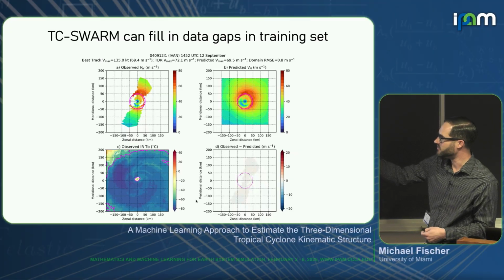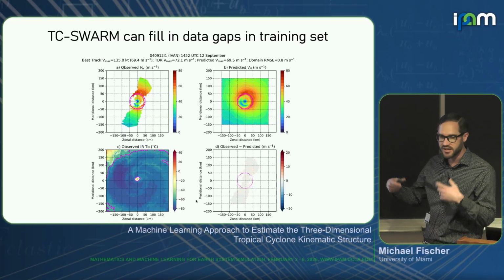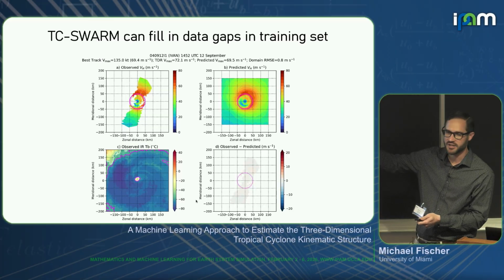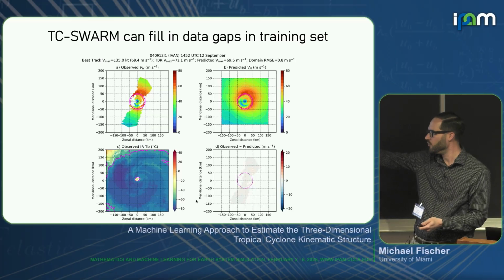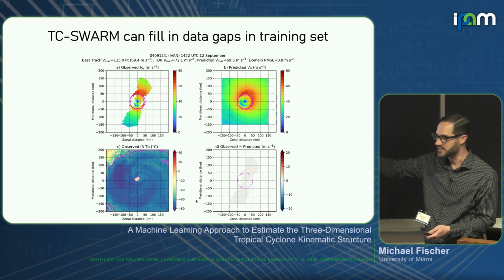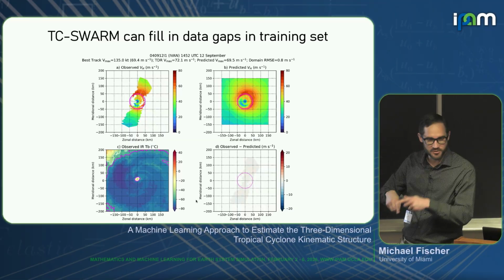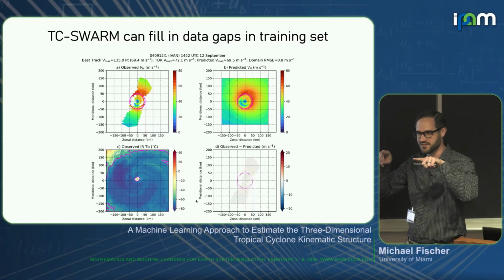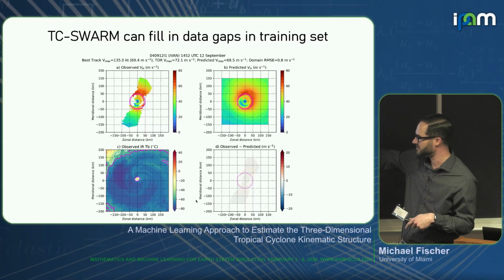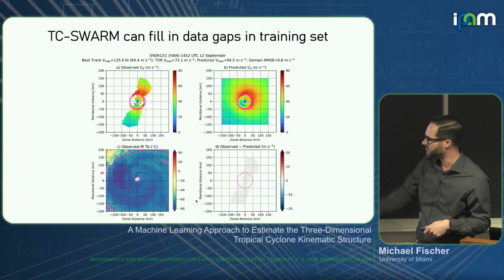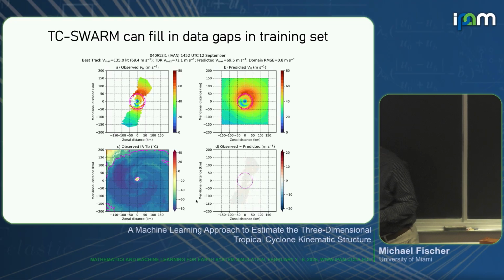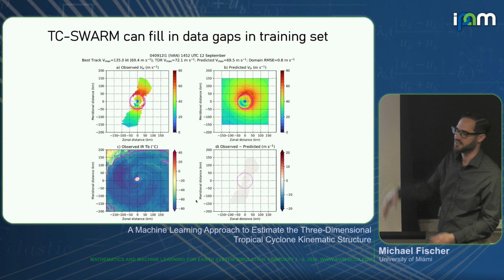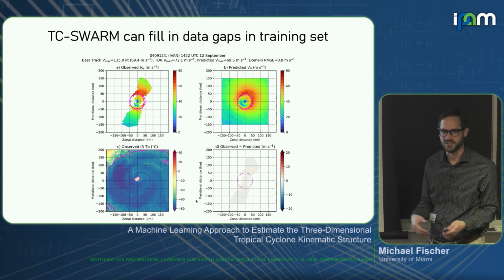The top left is observations, and the top right is the reconstruction. Again, the model knows about this case, but it doesn't necessarily know what's going on outside of that swath for this time. And you can see in the reconstruction, you don't see any sharp discontinuities along the edges of the swath, which is pretty cool. So you see a physically consistent structure that resembles the observations. And if you do observed minus predicted, the domain RMSE in this case is 0.8 meters per second, which is less than the observational uncertainty.